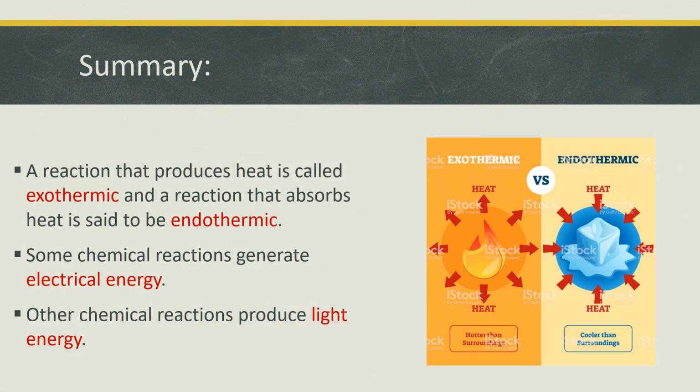That concludes our chapter about energy from chemical reactions. Let's summarize what we learned. First, a reaction that produces heat is called exothermic, and a reaction that absorbs heat is said to be endothermic.